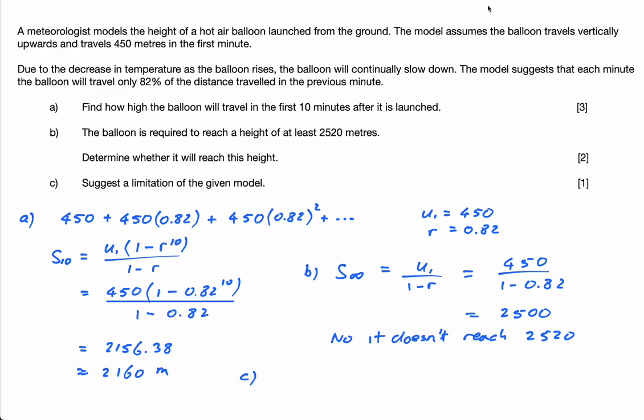Well, I think the best one to go with, I think the mark scheme gives about 10 different things you can write down, and there's probably even more that an examiner would accept, but I think we may as well stick with this one, because it says the model assumes that the balloon travels vertically upwards, but no hot air balloon will travel exactly vertically upwards. Like it'll have to move horizontally as well. So I'm going to write that down.